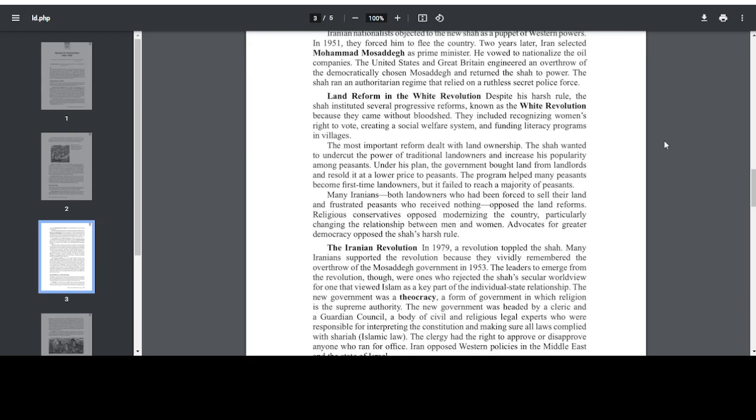Land reform in the White Revolution. Despite his harsh rule, the Shah instituted several progressive reforms known as the White Revolution because they came without bloodshed. They included recognizing women's right to vote, creating a social welfare system, and funding literacy programs in villages.